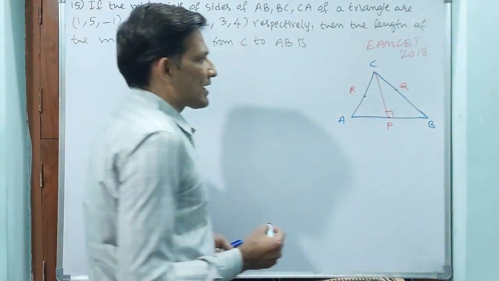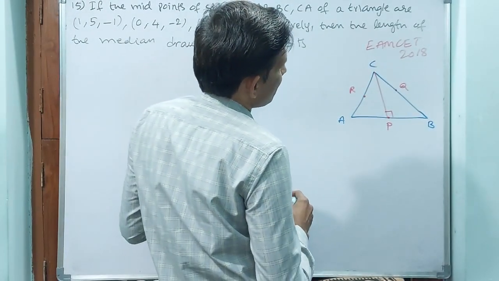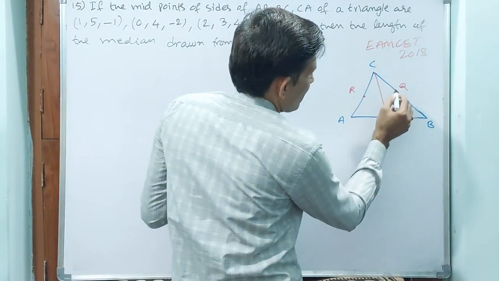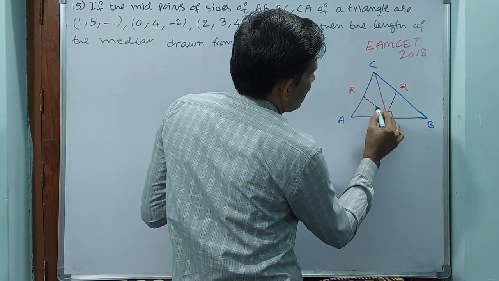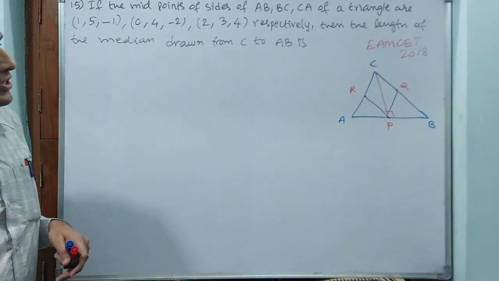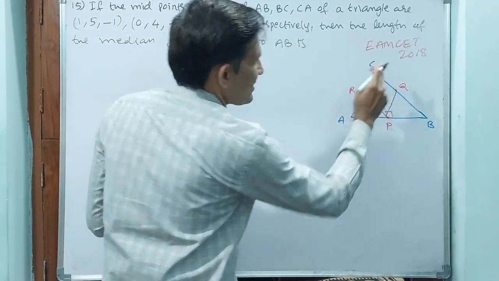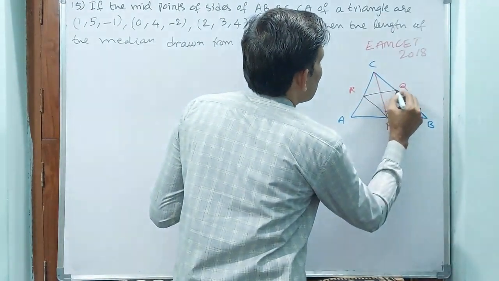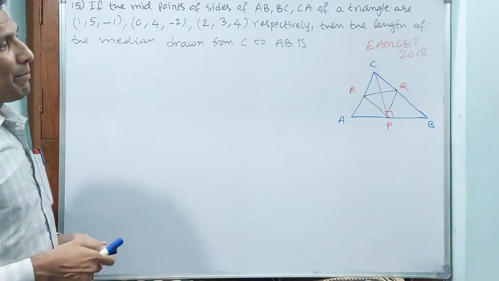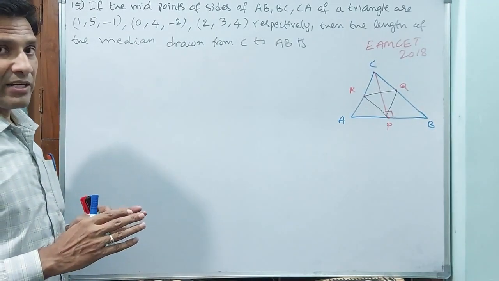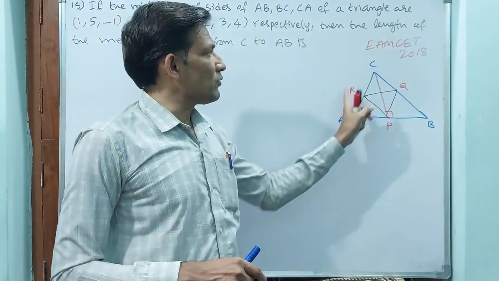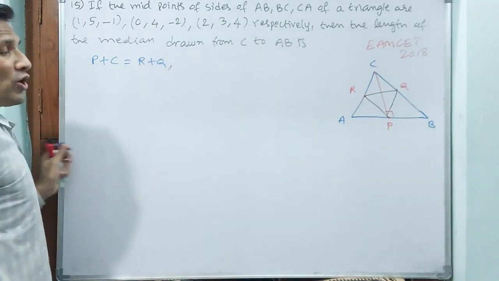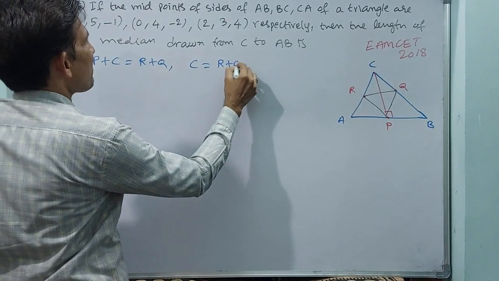Yes. Because, you see, observe carefully what I am doing. Shall I draw a figure like this? Now it is going to become a parallelogram. That means PQCR is a parallelogram. Then what can we do? P plus C is equal to R plus Q. Why? Because the diagonals bisect each other, so it is the addition, not the length. Write down: P plus C is equal to R plus Q. You want C. C is equal to R plus Q minus P.